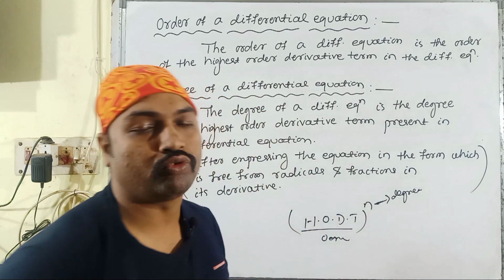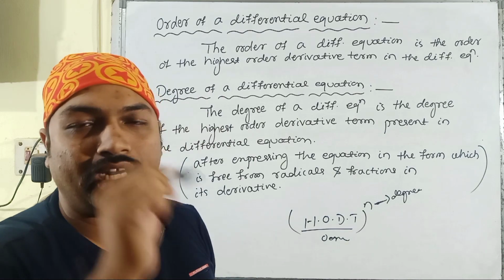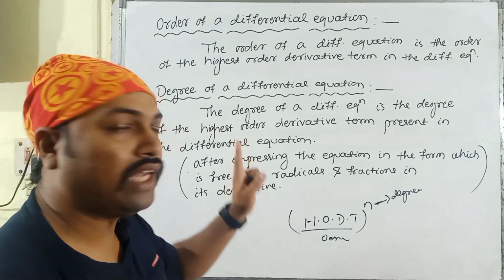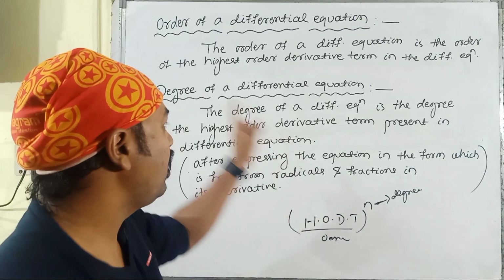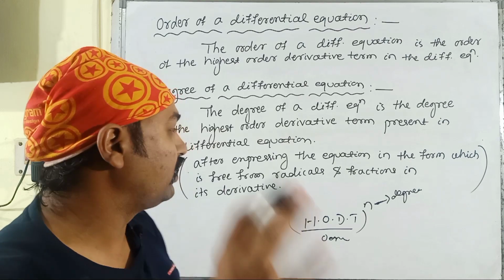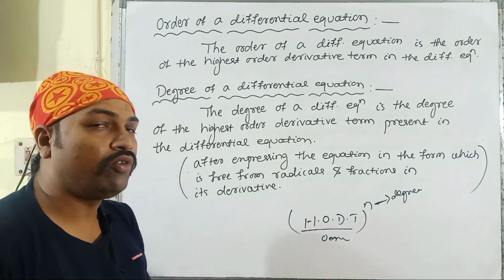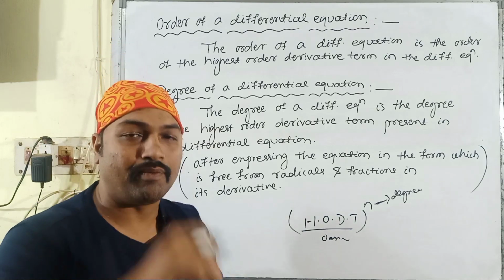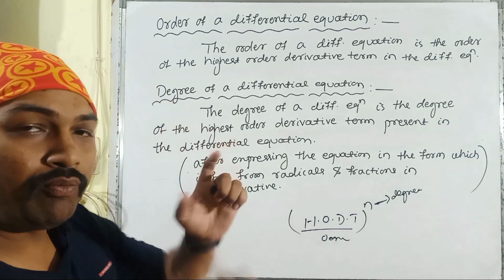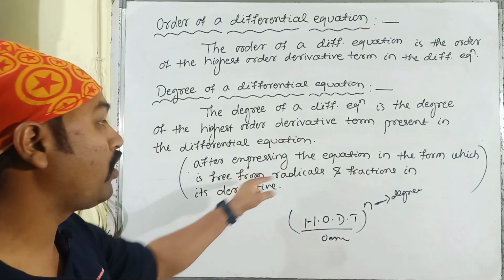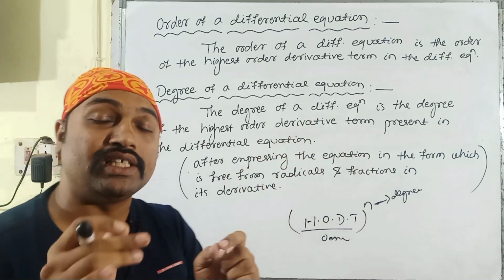But first of all, you have to choose the HODT, that means the highest order derivative term present in the differential equation. That is the order of the differential equation, and the degree of the highest order derivative term is the degree of the differential equation. But before calculating the order and degree of the differential equation, first of all we have to express the differential equation in such a form that it is free from radicals and fractions in its derivatives.